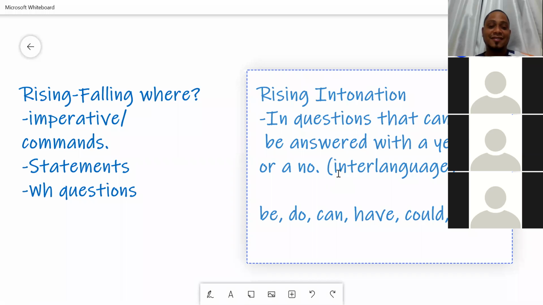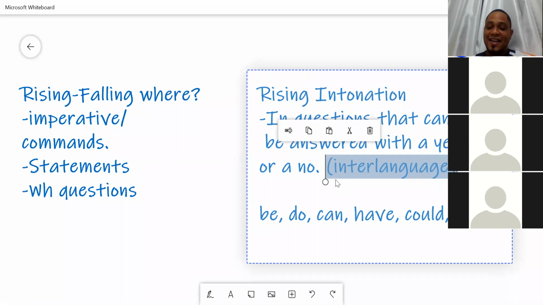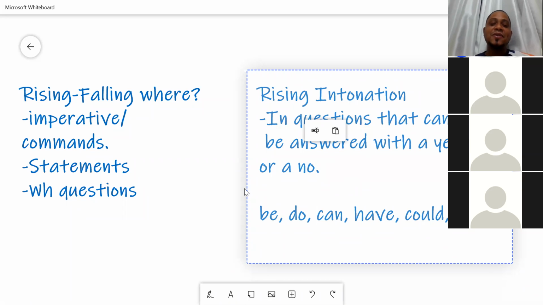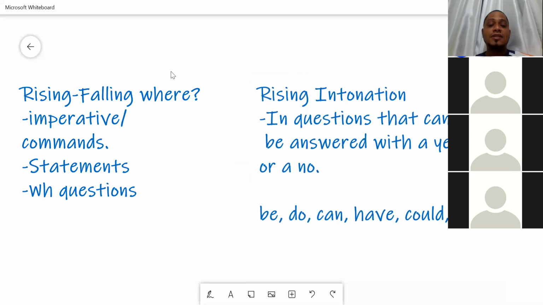Did you get that? Got it. All right. Okay, so here we continue then. Now you know how you can identify which sentence has rising-falling intonation and which sentence has rising.